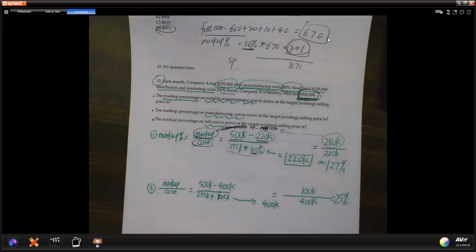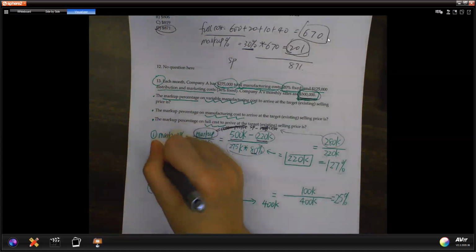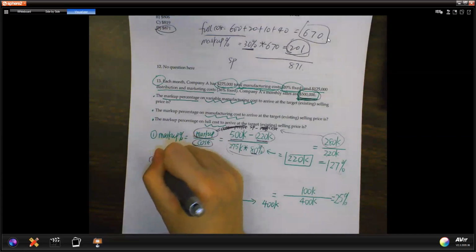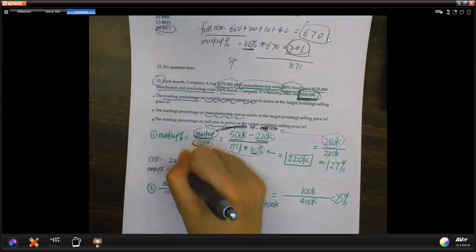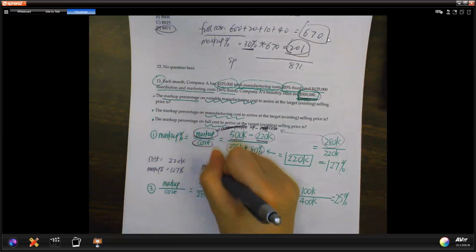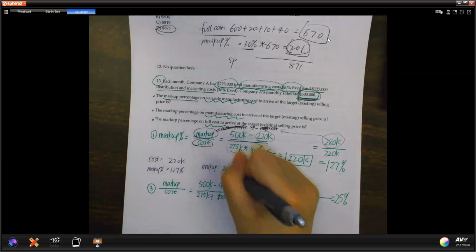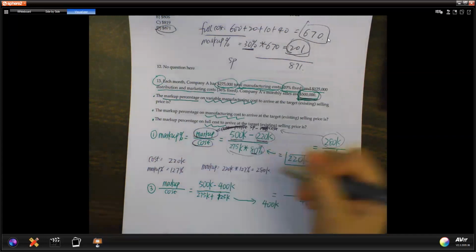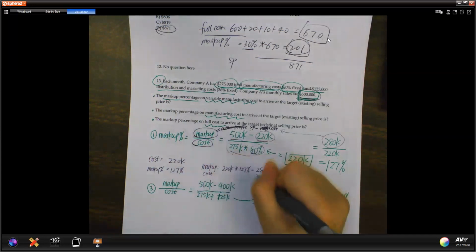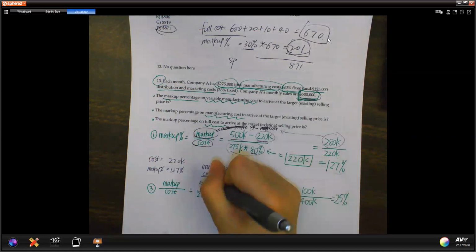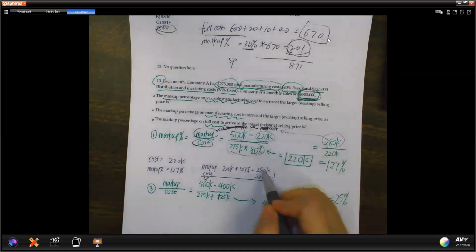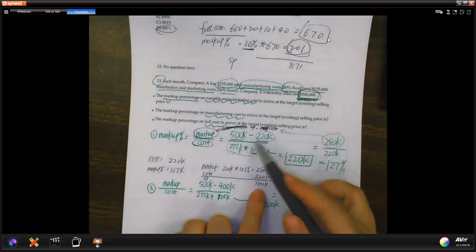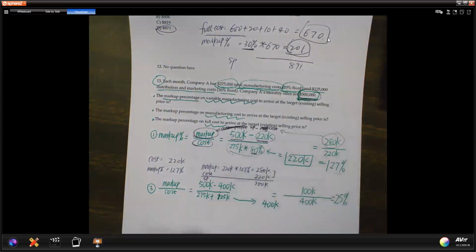If you want to double check, you said, oh, my cost is 220,000. My markup percentage is 127%. Then my markup will be 220,000 times 127%. This will give you 280,000. And then your cost is 220,000. So your selling price will be cost and then the markup, which gives you 500,000. So you kind of double check to find out, oh, the number is right.